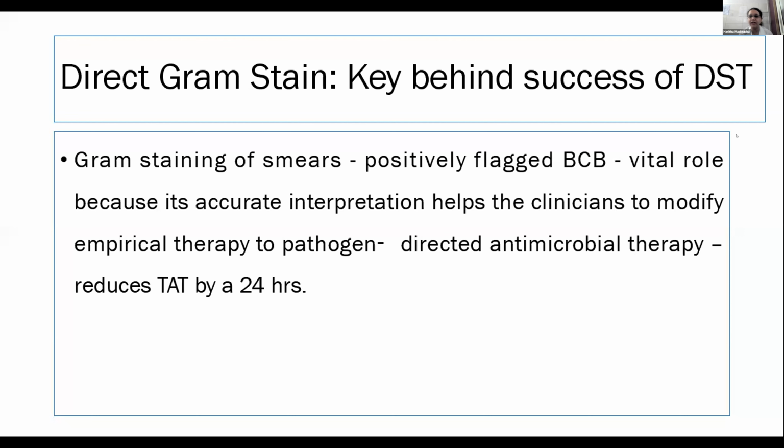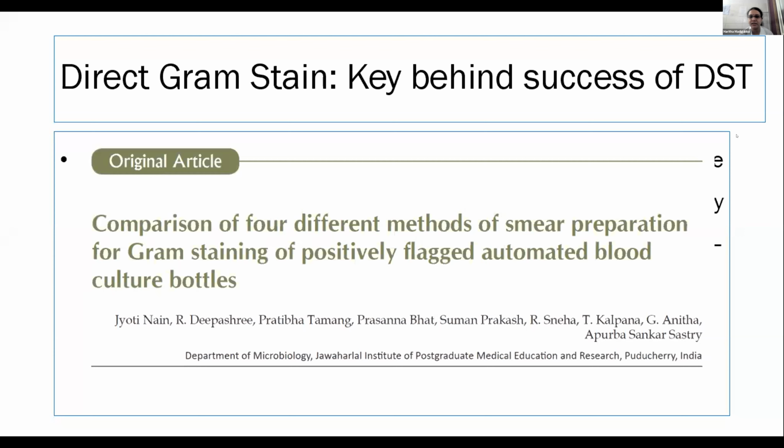And there was a study conducted in JIPMER, a comparison of 4 different methods of smear preparation for the gram stain from the positively flagged blood culture bottles. This study was conducted in JIPMER by Dr. Apoop sir and Dipashri ma'am.